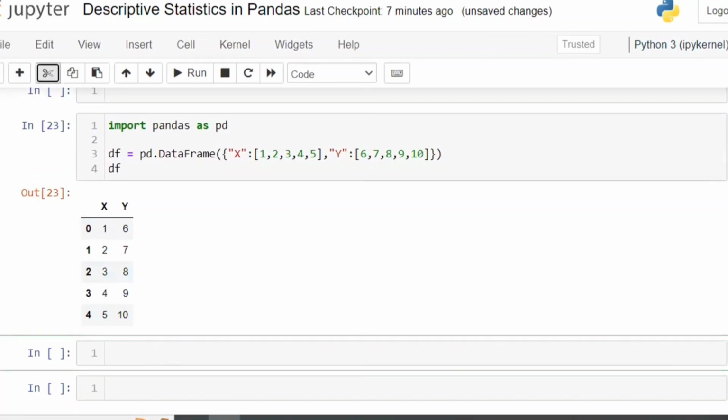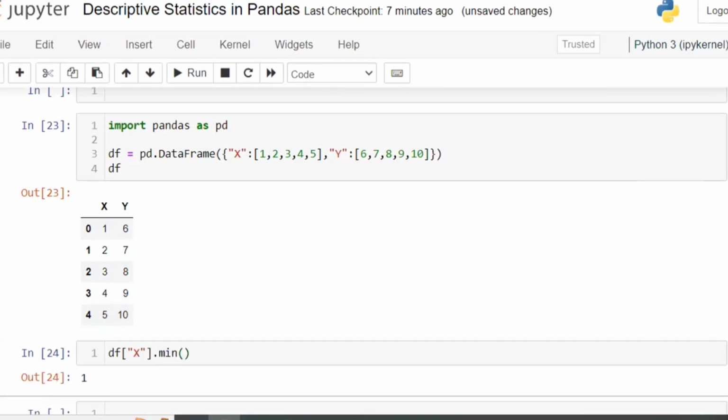Now tell me, for the first column, what is the minimum value? Column number 1, what is the minimum value? How to get that one? What is the code for that? df of that particular column name called x dot min. If you ask min, miss, you will get the minimum value. What is the maximum value? You will get the maximum value.